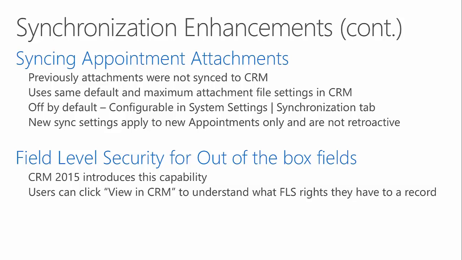If the users are wondering what field level security rights they have to a record, they can always click View in CRM and they'll see which ones are masked out. So I just wanted to call this out. It's something to consider when you're enabling field level security and thinking about the Outlook synchronization, just to make sure you're not putting yourself and your users into a scenario where things don't synchronize how they expect them to.